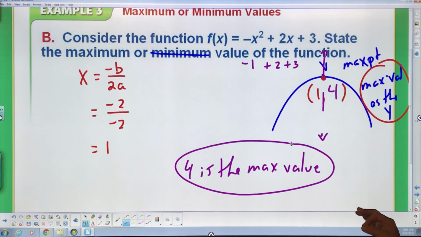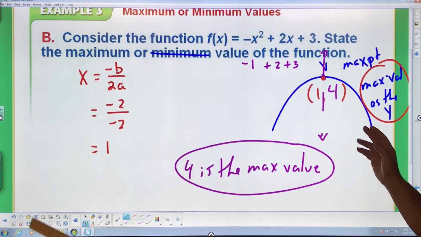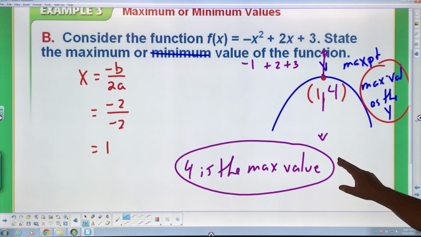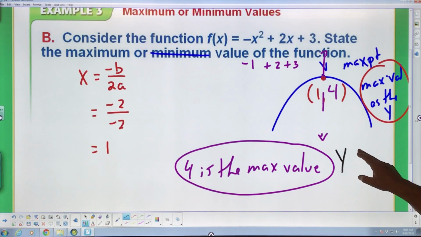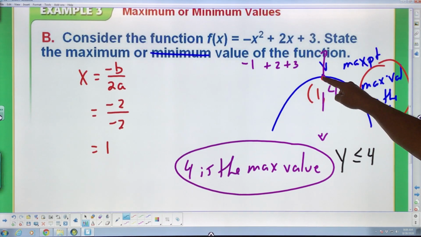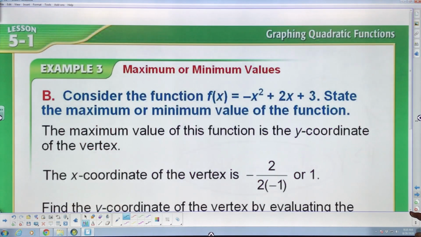So when I start talking about the domain, it's all reals. The range is y that is less than or equal to 4, because 4 is as high as it can go, and it starts coming back down again. That's the limit on the range. We'll see this shortly.